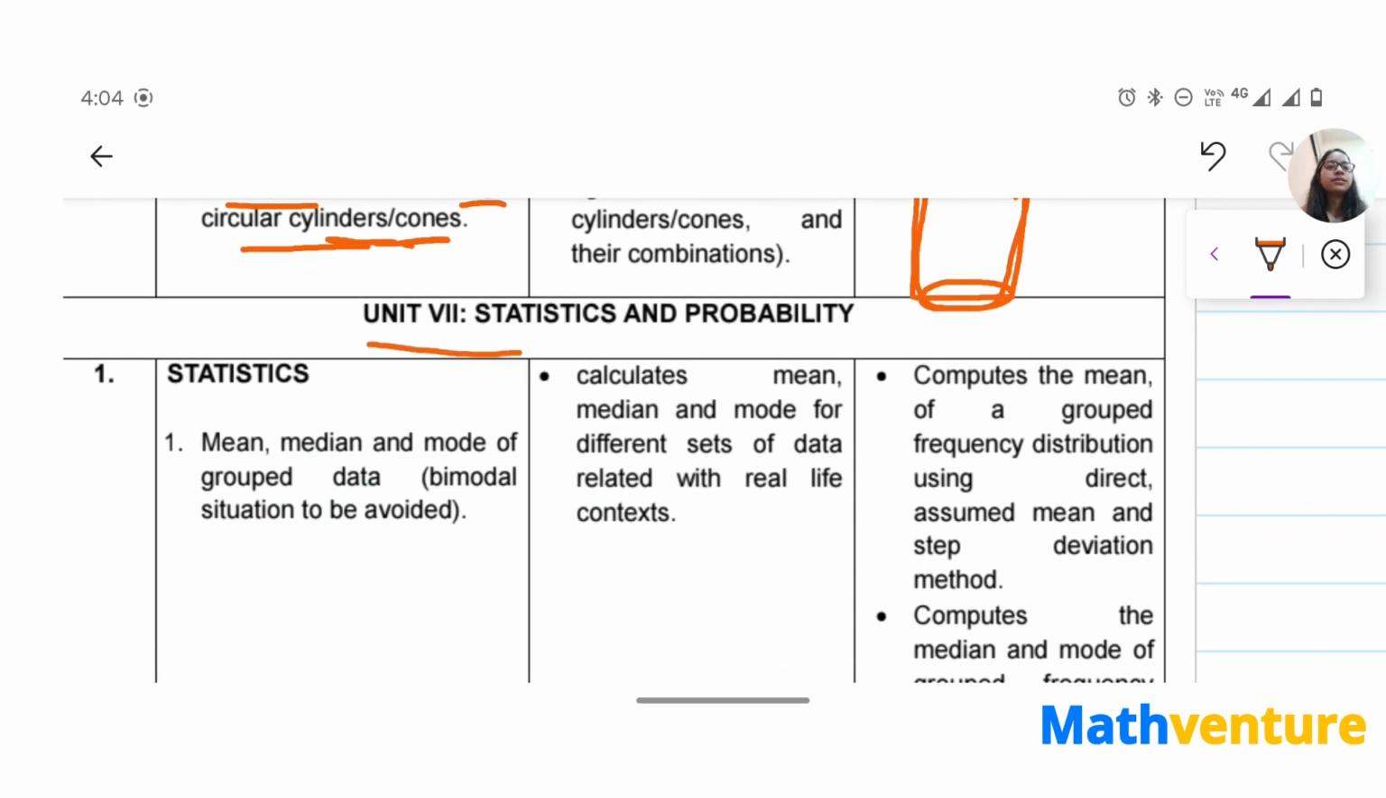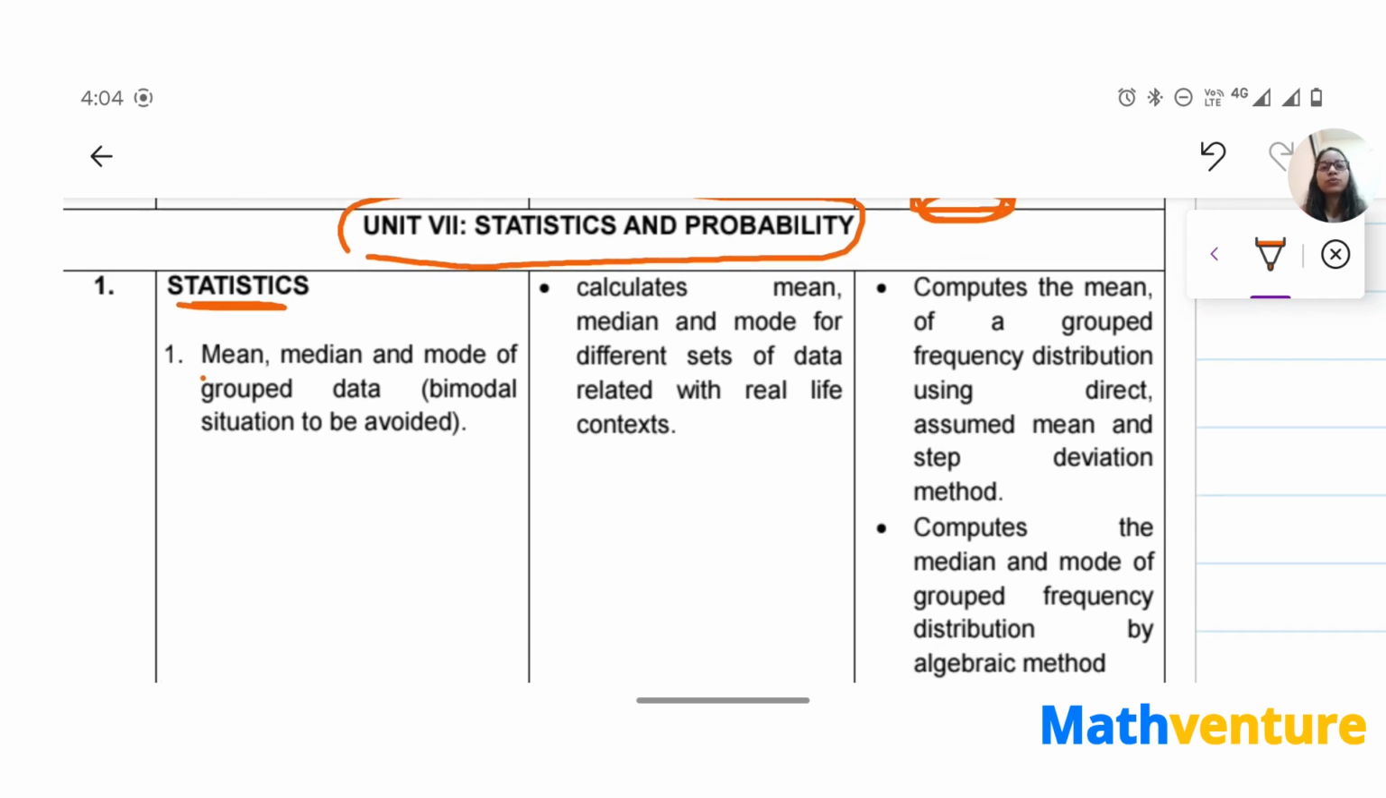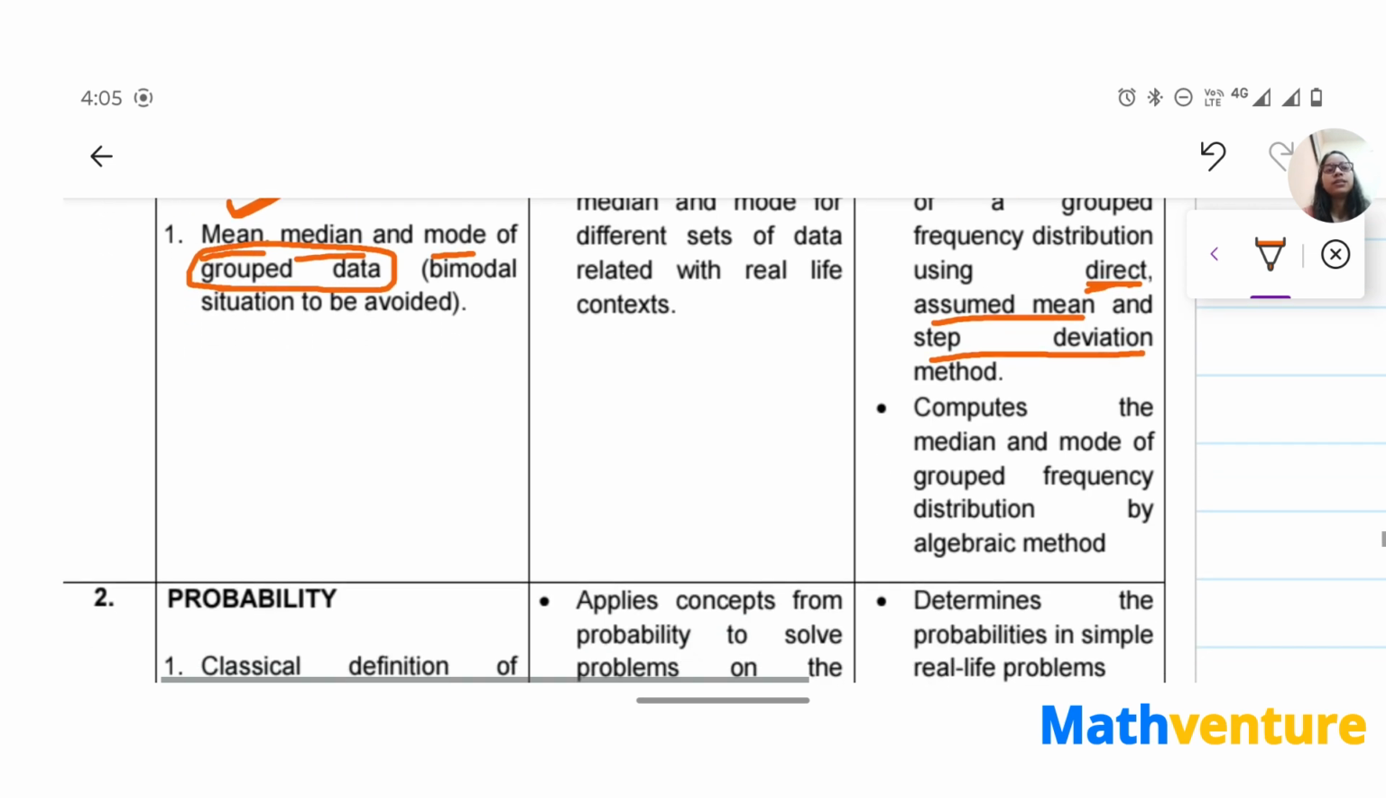Next is statistics and probability. Statistics, you will see how to find mean, median and mode. You have found them earlier as well, but here you will get grouped data. In grouped data you will learn how to find the mean, and to find the mean there are different methods. One is direct method, another is assumed mean method, and the step deviation method. And there are 2 algebraic methods to find the median and mode also.